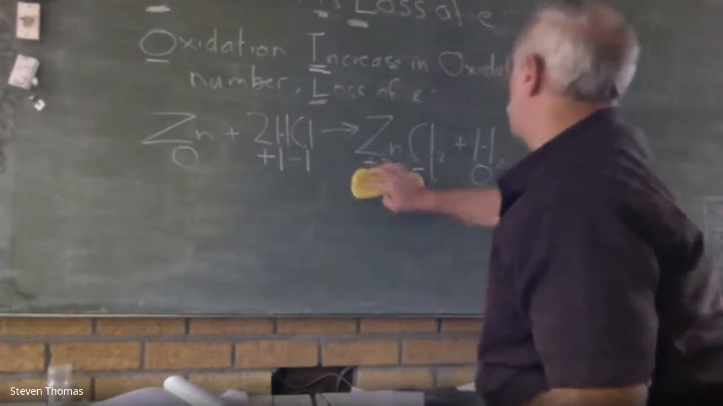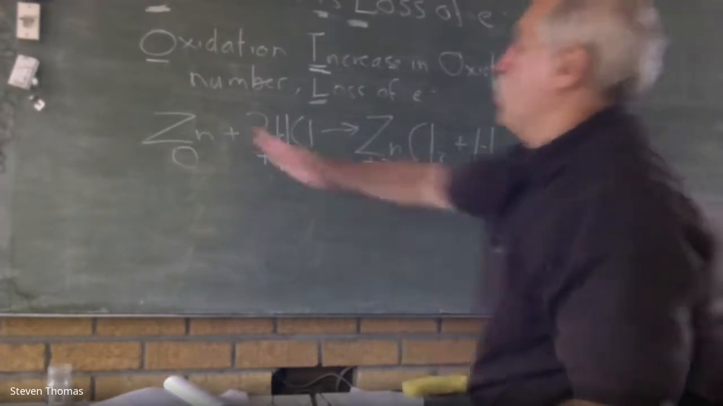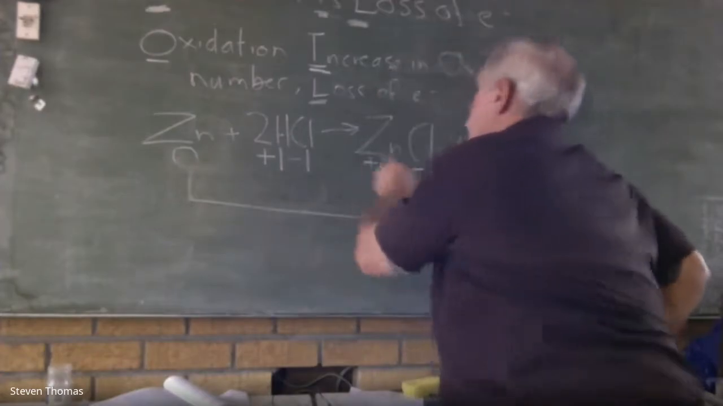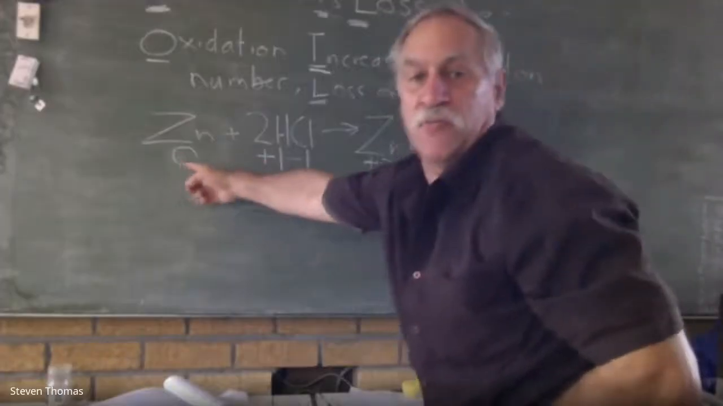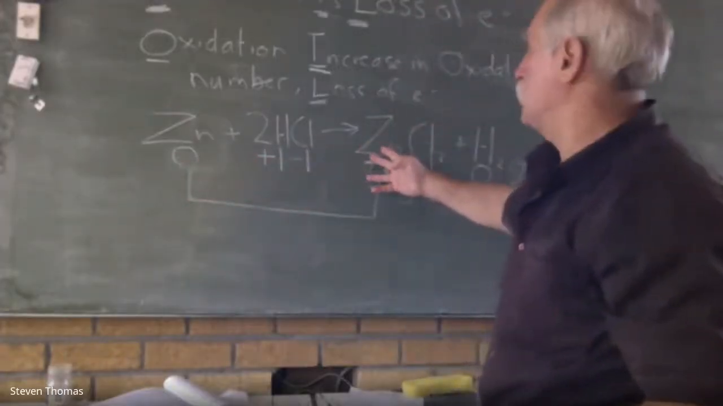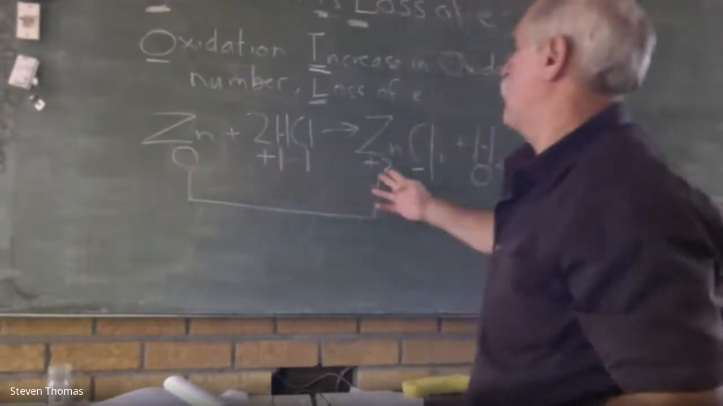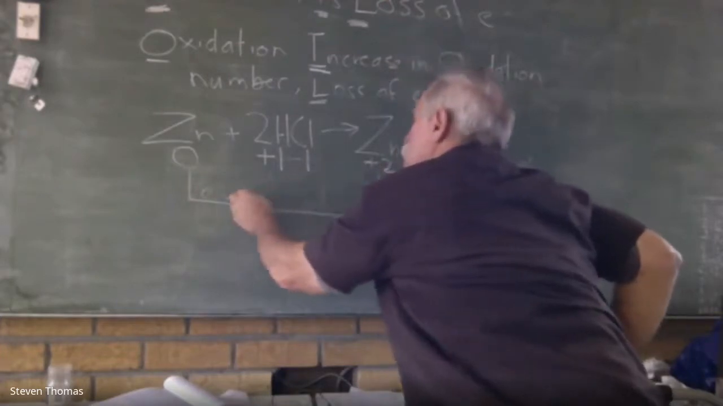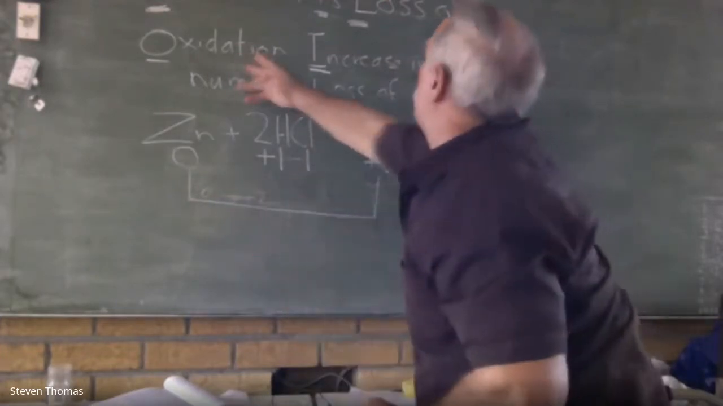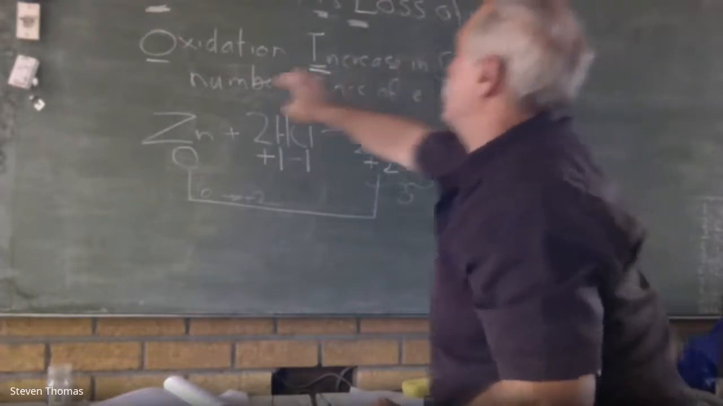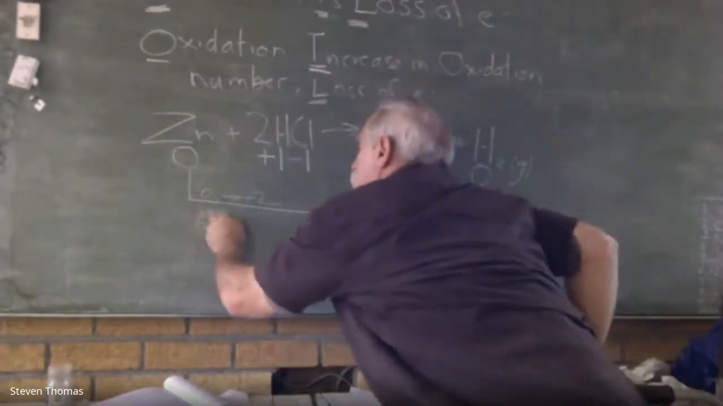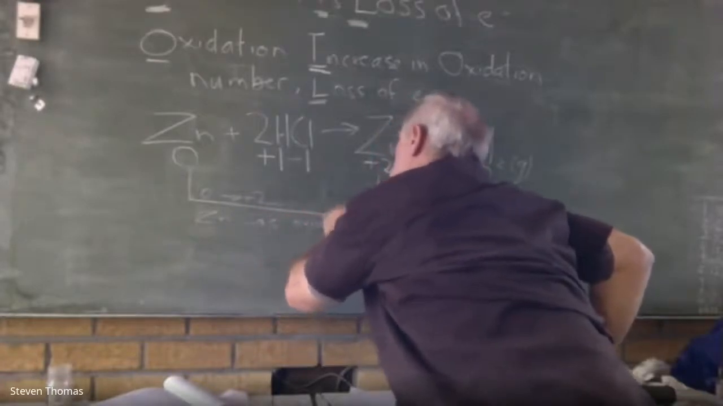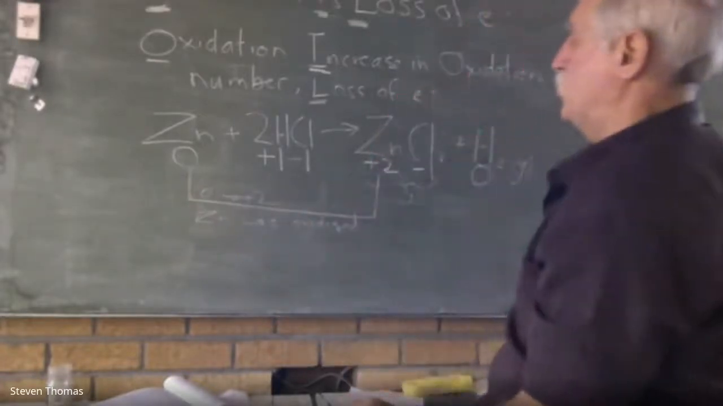So now we ask ourselves, was the zinc oxidized or reduced? And now we say, did its number increase? And the answer is it went from 0 to +2. Therefore, oxidation is an increase in oxidation number. So the zinc was oxidized because its oxidation number went from 0 to +2.